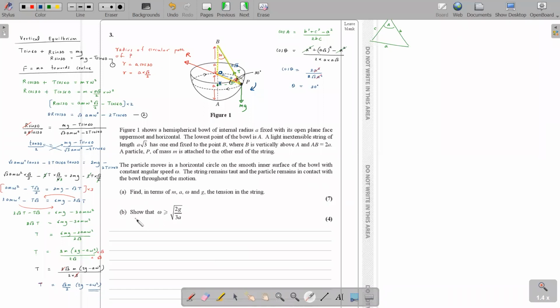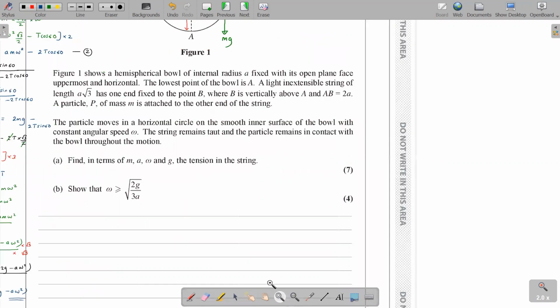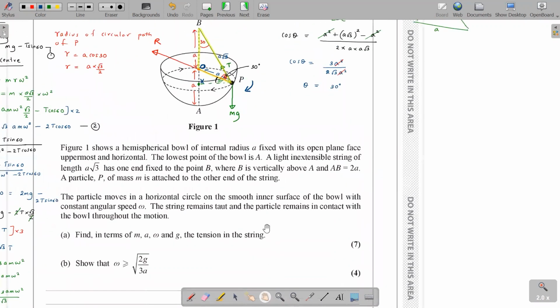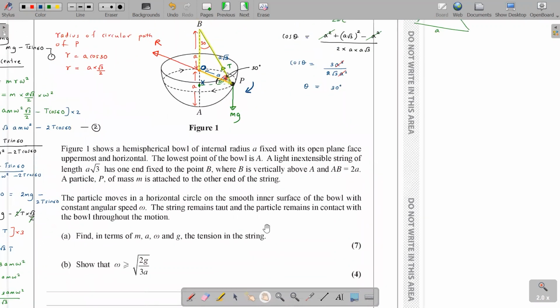Okay, part B, they said show that omega is greater than or equal to root 2g over 3. So this is something that commonly comes up in your exam. In other papers also we see them asking you to prove these inequalities in the circular motion question. Whenever they give you something like this, all you have to do is refer to the forces you have here that contribute to the circular motion. What are the forces we have here? We have mg, we have tension, and we have normal reaction.